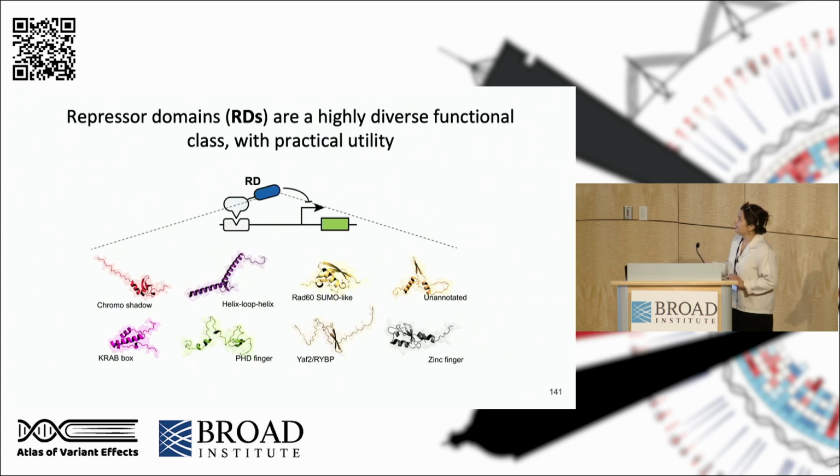However, repressor domains are highly diverse as a functional class. They come from many different transcription factors and chromatin remodelers. They work through many different mechanisms. And as I'm showing on this slide, they have varying levels of structure and even disorder.